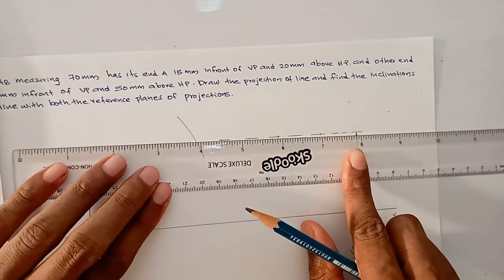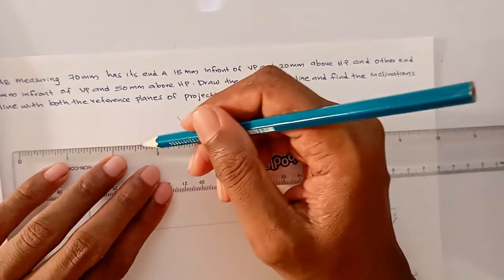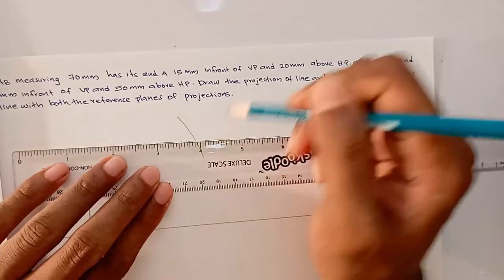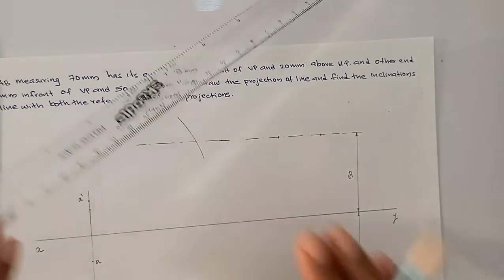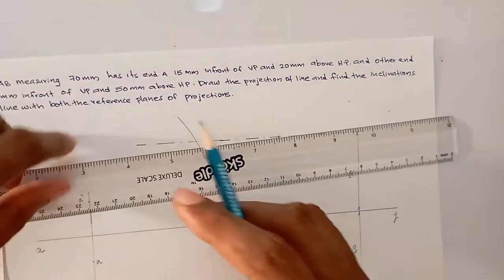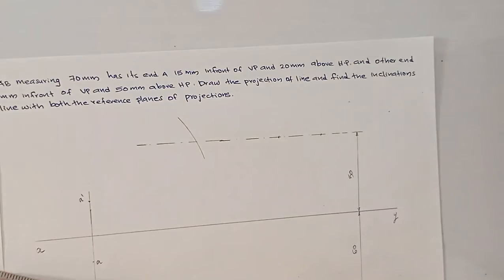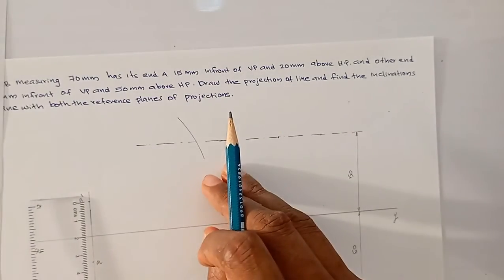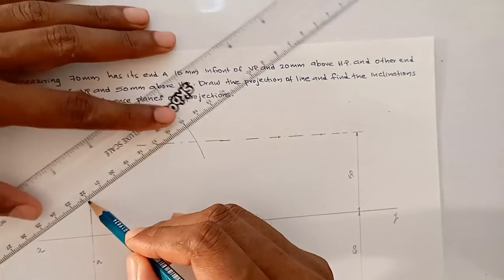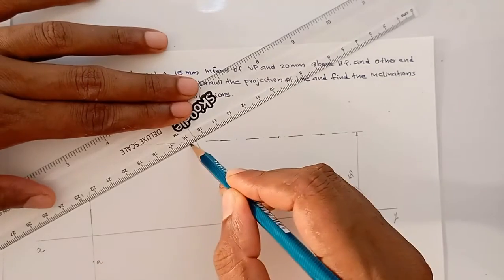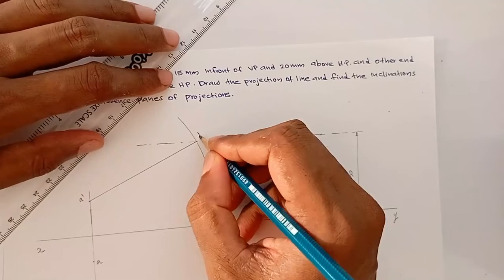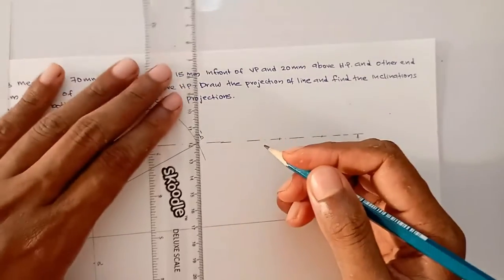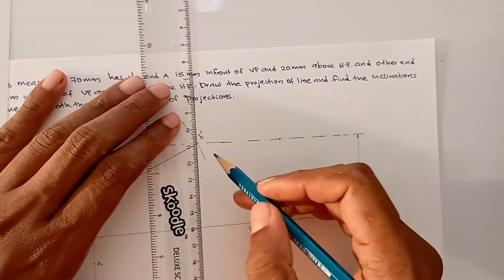You have to extend the line, and here also you have to extend the 60 mm line. This is your A dash, 20 mm above the XY line. This is your B dash. Then this is the front view and top view.